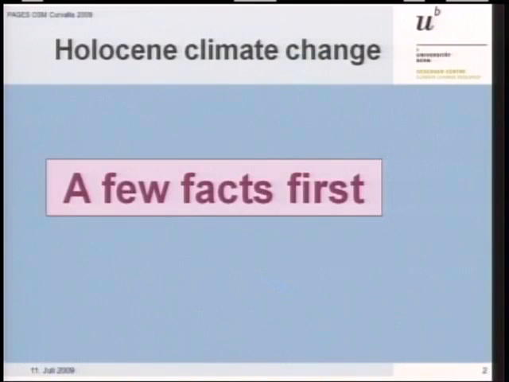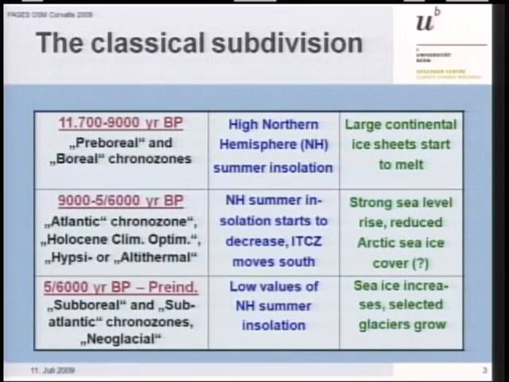A few facts, and these facts are mainly dealing with millennial-scale climate change or fluctuations during the Holocene. Let us start with the classical subdivision of the Holocene as it is written down in many different papers, based on the chronozones. We have three periods. First, the pre-boreal and boreal chronozones with a high northern hemisphere summer insolation compared to today, and the large continental ice sheets starting to melt.